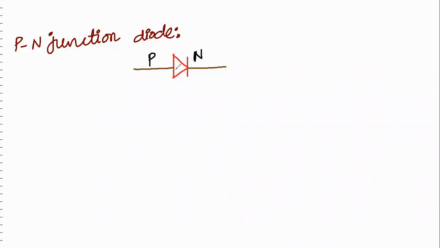Here the p-type is connected to the positive terminal of the battery, and the n-type is connected to the negative terminal. But before connecting it to any device, this is a p-n junction diode. It consists of one side p-type semiconducting material and one side n-type semiconducting material. Even though there is no external battery connected to it, the p region and n region exist.